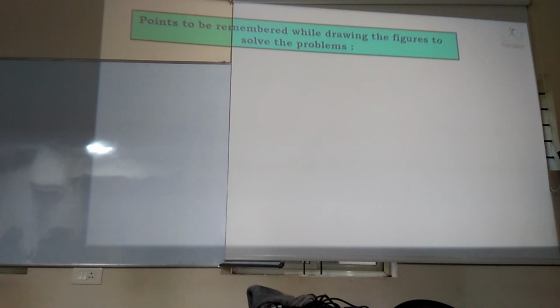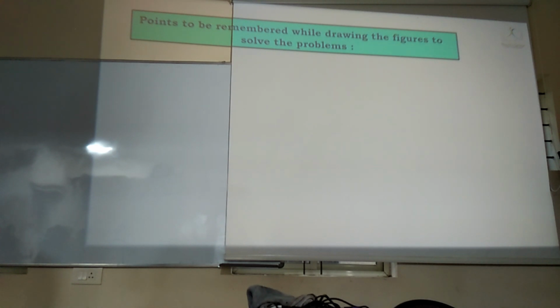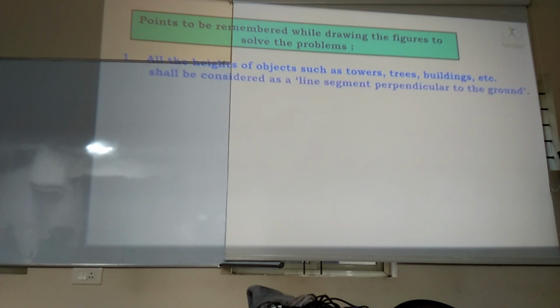Points to remember while drawing a figure or solving a problem. You don't need to write this, this is for you to remember. Because not all questions will give a diagram, you have to draw a diagram on your own. So how will you draw a diagram? All heights and distances of an object such as towers, trees and buildings shall be considered as a line segment perpendicular to the ground. You will consider them as perpendicular while drawing the diagram.